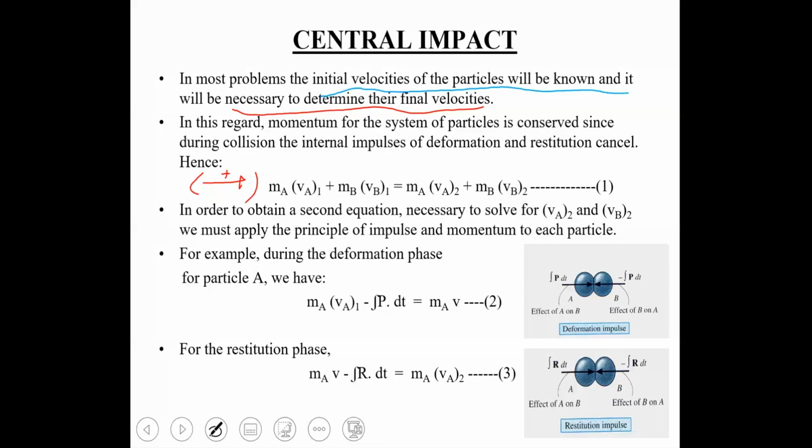So applying that conservation of momentum principle, which says that the initial momentum of the system, which is MAVA1 plus MBVB1, should be equal to the final momentum of the system, which is MAVA2 plus MBVB2. Let us call it equation number 1, which has two unknowns, Va2 and Vb2. It means that in order to solve this system, we require one more equation in terms of Va2 and Vb2 so that the system of equations can be solved simultaneously.